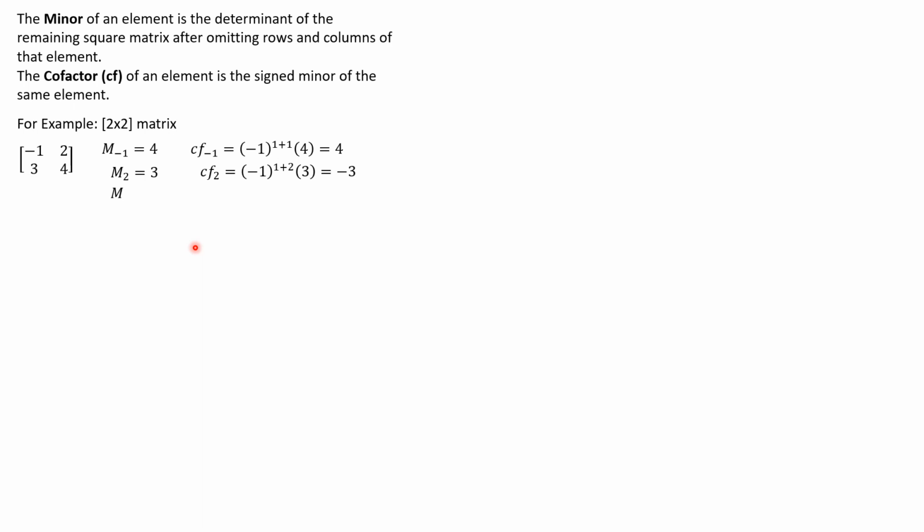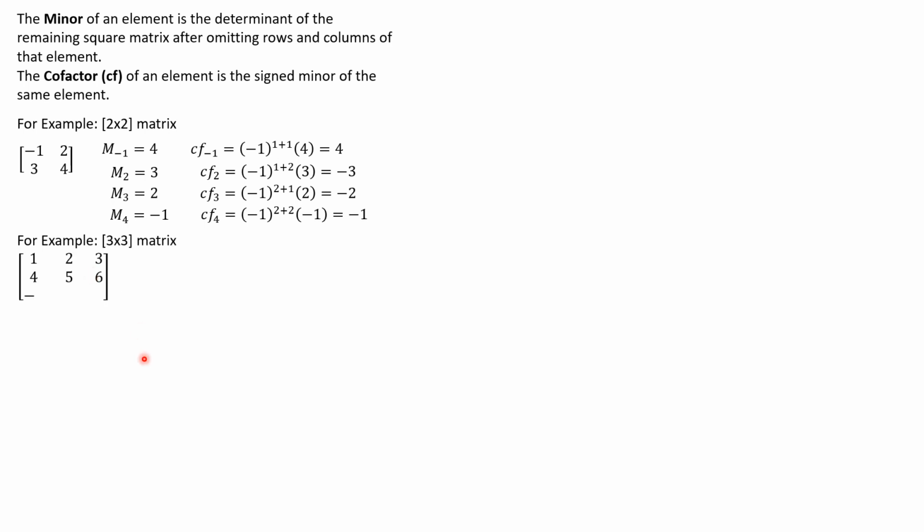The minor of 3 is 2, while the cofactor of 3 is -2. I hope you already know the meaning. And the minor of 4 is -1, and the cofactor of 4 is also -1. For a 3 by 3 matrix, let's only solve the minor and cofactor of a few elements.